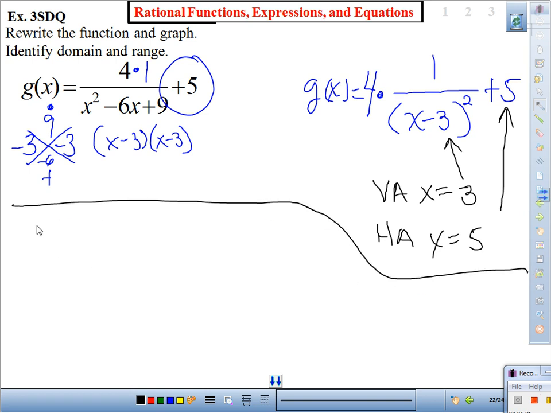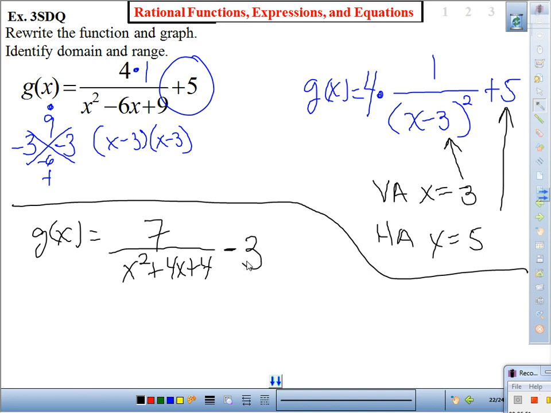Do this one on your own. g of x equals 7 over x squared plus 4x plus 4, minus 3. Rewrite that. You got 20 seconds.